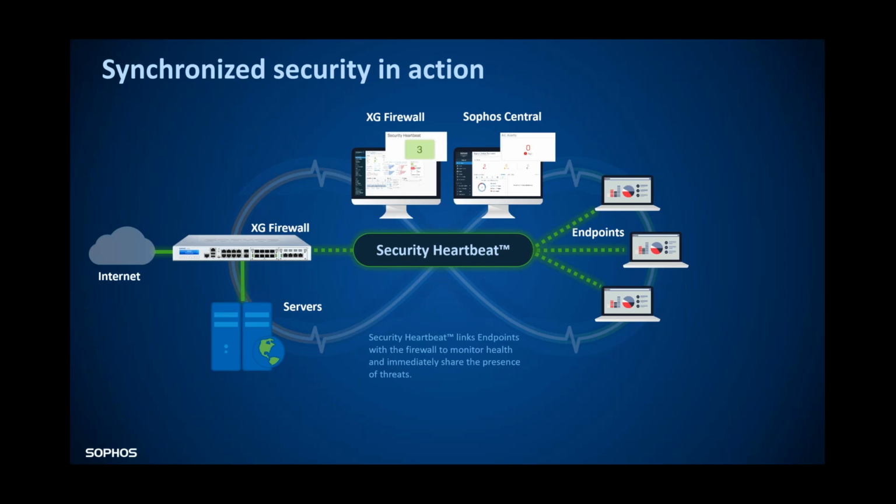But should one of those machines become infected, obviously that becomes red. Our XG firewall gets to find out that there's a system at risk, but more importantly, that machine is then isolated from being able to connect out onto the internet to the servers because it's going through the firewall here, but also from its peers on that subnet as well, by isolating that machine.